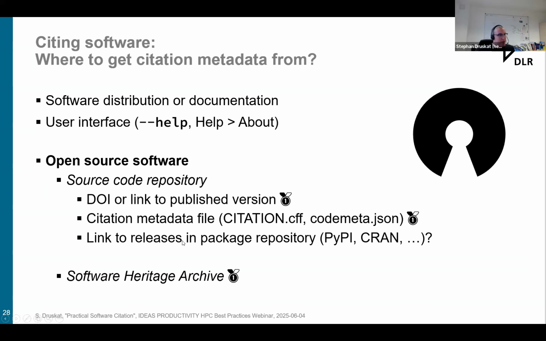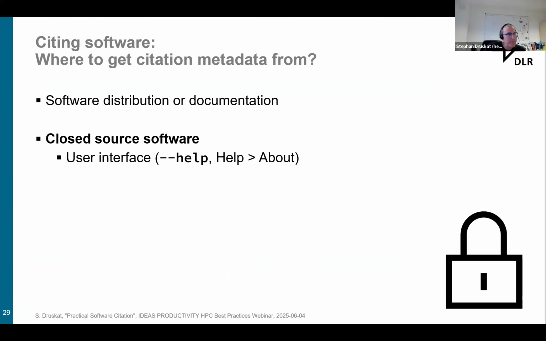If you find a link to a release in a package repository, like PyPI or CRAN, have a look. Don't be too sure that all the metadata is correct. Don't make any assumptions. Also, don't try to guess metadata. But sometimes there will be other links as well in the package repository. The Software Heritage Archive, like I said, is also a good idea if it's an archived project. But if it doesn't have a metadata file, you won't find much of the metadata apart from the PID.